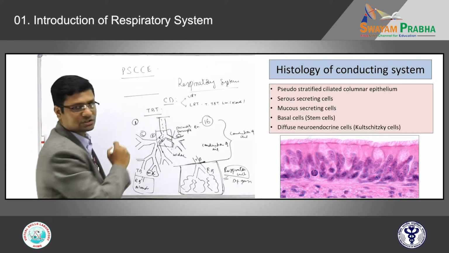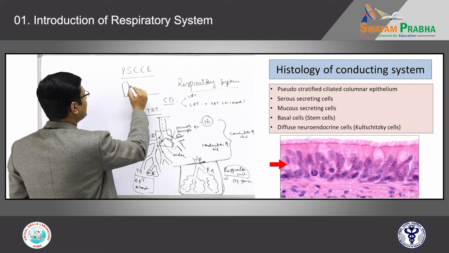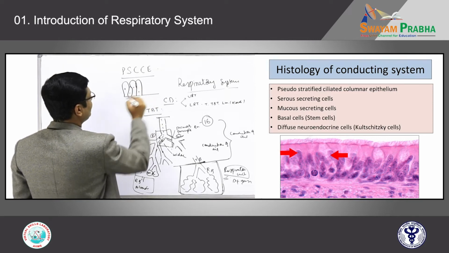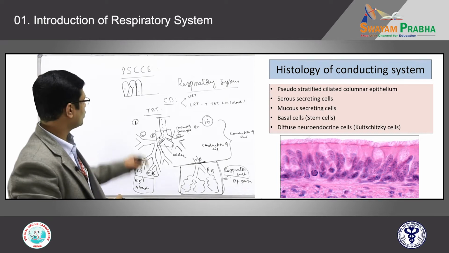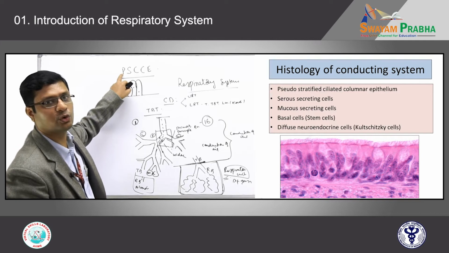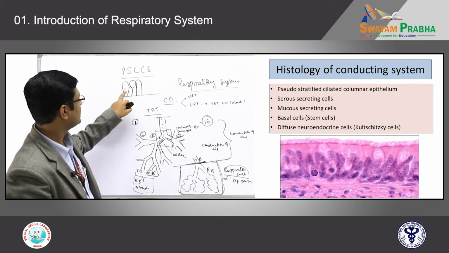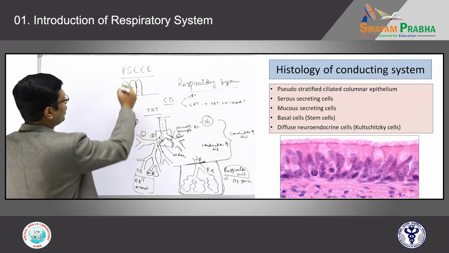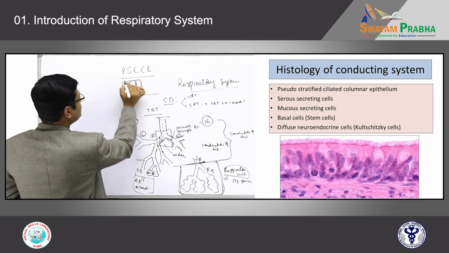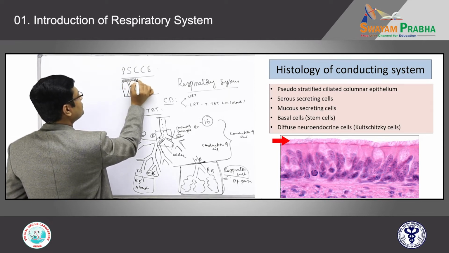Actually speaking, when you see the histology, it is a single layer of epithelium, and the nuclei are placed at different levels. Hence, on microscopy, it looks like there is more than one layer. Hence, we call it pseudostratified. Pseudo means false. It looks like stratified, but actually it is not. This is a single layer of columnar epithelium. All those cells have an end plate, the ciliary end plate. From this end plate, minute hair-like structures project on the surface of these columnar cells.